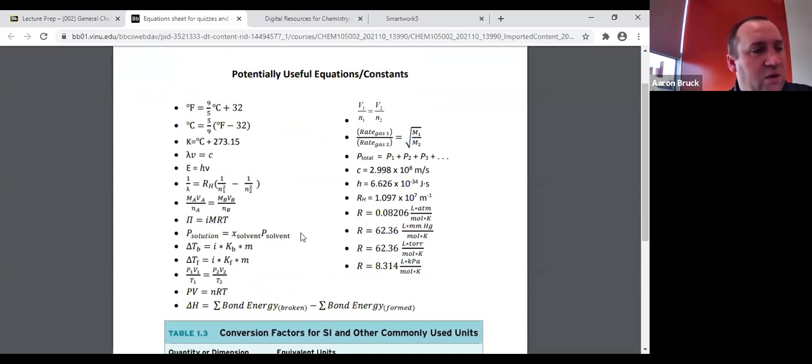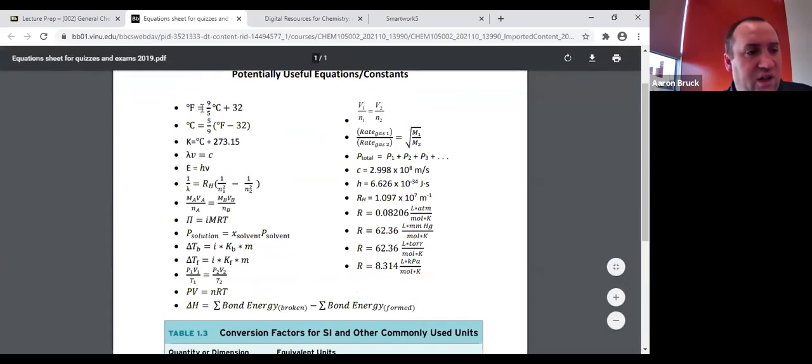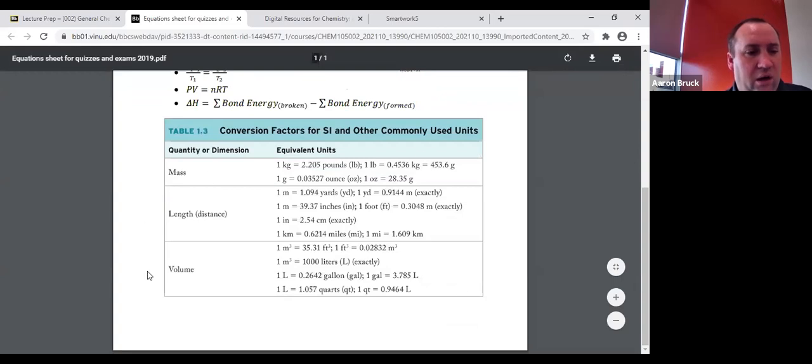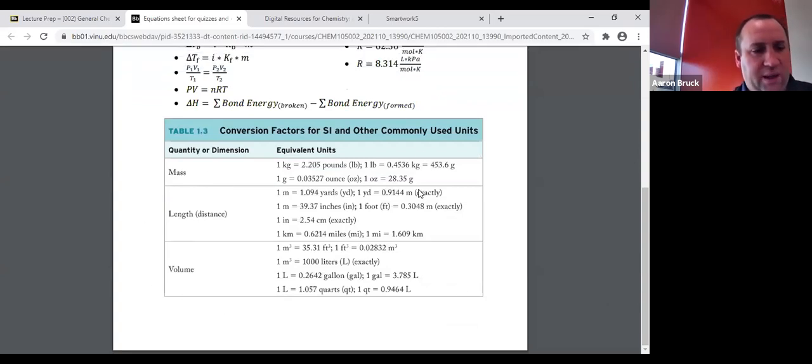And you can see on this equation sheet, you've got a lot of equations. Most of these aren't relevant to us yet. They will be at some point. But you can see you've got your temperature conversion equations here. That's going to be useful to us. And then also down here, we've got our conversion table here as well. And so what's really going to be interesting for us is we're trying to go from cubic feet to liters.